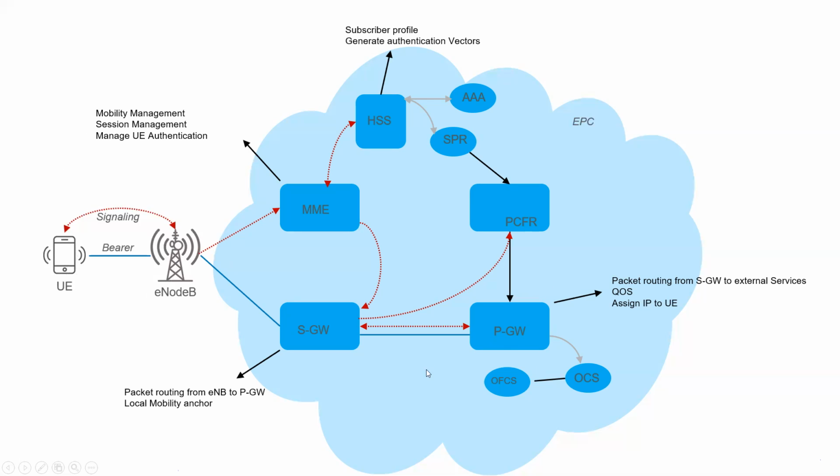So when you take an EPC network, these are the main components that you will have: an MME, an HSS, an S gateway, a P gateway, and a PCRF. So let's look in the next videos at how this corresponds to a 5G core network.